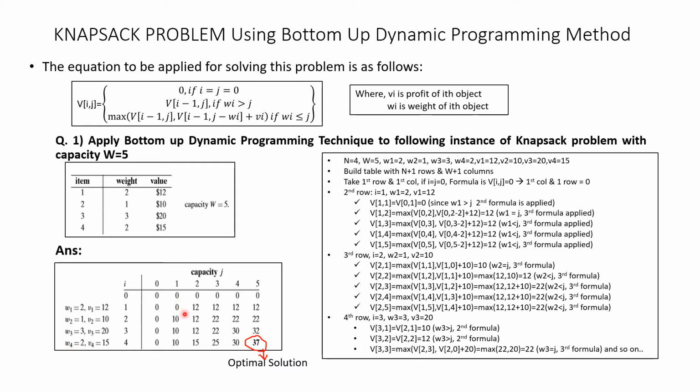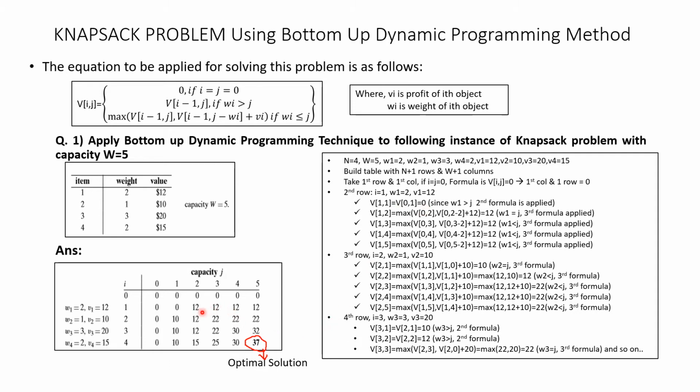Now when you are calculating this entry, which formula do you have to apply? For calculating this entry, that is V of 1, 1, W1 is 2. 2 is greater than J, which is 1. 2 is greater than J means this formula. Now you have to apply V of i, j is equal to V of i minus 1, j. What is i, j here? I is 1, J is 1. So V of i minus 1, that is 1 minus 1, 0, comma 1. So that's why V of 1, 1 is equal to V of 0, 1 is equal to 0.